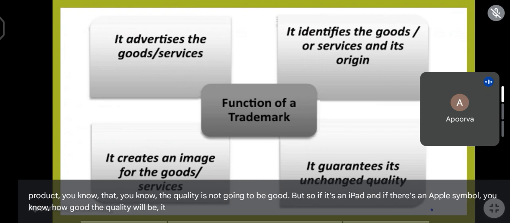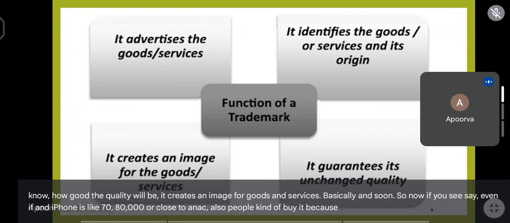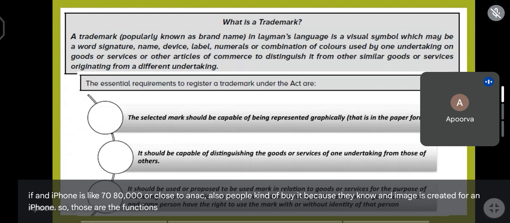It creates an image for goods and services. So even if an iPhone is 70,000-80,000 or close to a lakh, people buy it because they know an image is created for an iPhone. So those are the functions of a trademark.